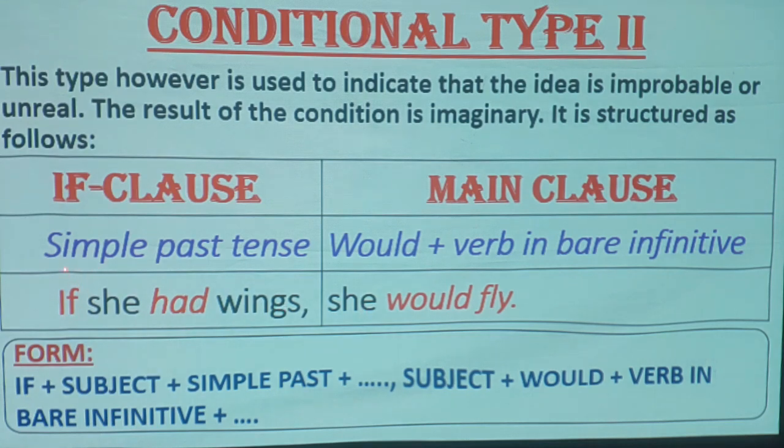If, it's the if clause. She, it's a subject. Had, it's simple past. Wings, it's an object or a complement. Here we have subject she, would, plus verb in bare infinitive. Okay, this is the form. If, subject, had, it's in simple past. Wings, we add it here. Subject, would, verb in bare infinitive. This is fly, it's in bare infinitive plus object or complement. Okay, good.